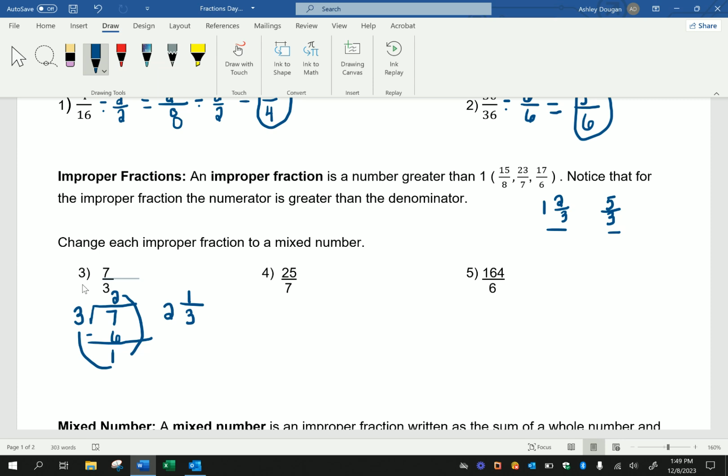2 1/3. If you notice, the denominators are the same in the fractions. There's a 3 here, there's a 3 here. I could say I had 7/3 of something. I could say I had 2 1/3, and it's going to be the same pieces of a whole. It's just which one makes more sense for what you're working with.